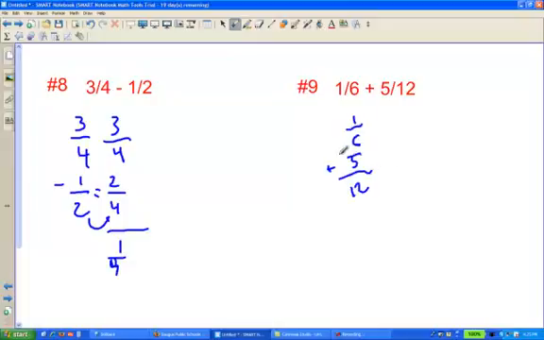Okay, again over here, I've lined them up so it's easier to read. So I have 1/6 plus 5/12. My common denominator is actually going to be 12 here. And to get from 6 to 12, I multiply by 2, so I've got to multiply 1 by 2. I get 2/12. And I don't have to change anything with this one. 2/12 plus 5/12 is going to equal 7/12.